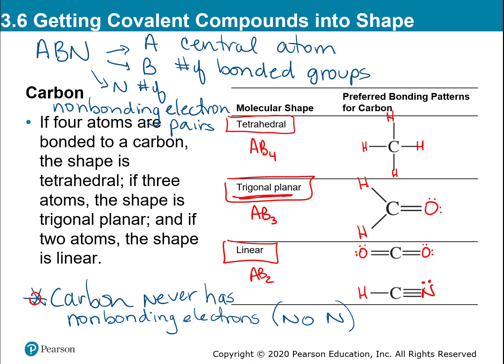Another note you can put for yourself is that carbon never has an N. Notice they call it an AB-N. Carbon will never have an N because N are non-bonding pairs. Carbon is never going to have electrons around it that are not part of a bond. So it'll only be AB4, AB3, AB2.